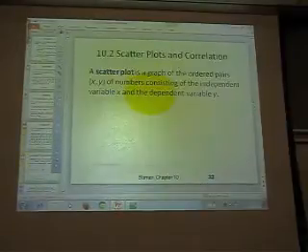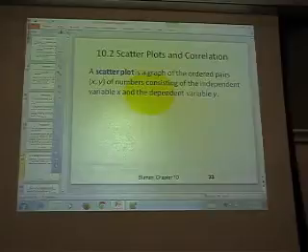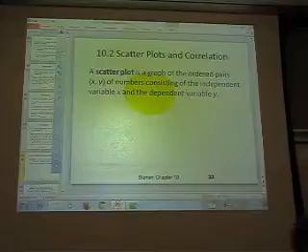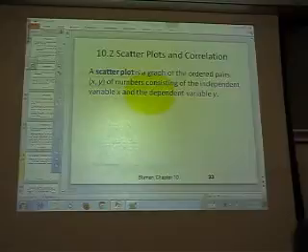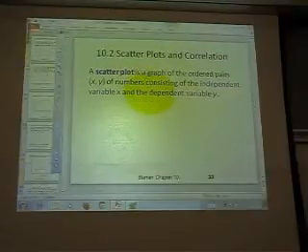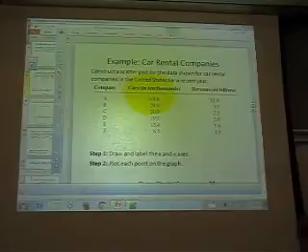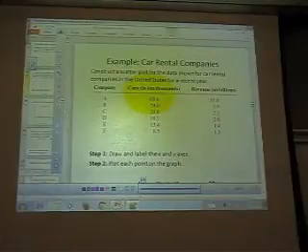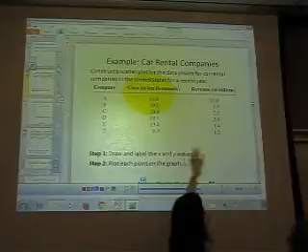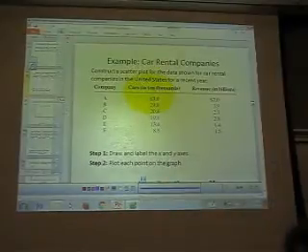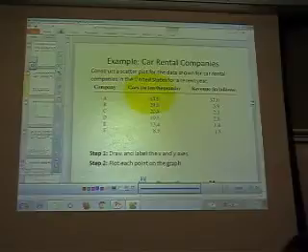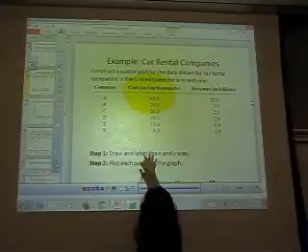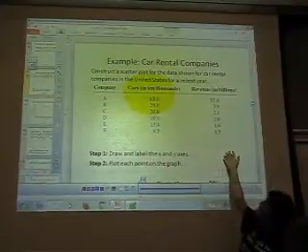Great. Nirvana? Read. A scatter plot is a graph of the ordered pairs x and y of numbers consisting of the independent variable x and the dependent variable y. Great. So here's an example. So here is some data, right? Cars for a car company and the revenue. Which one do you think you can control more? The cars you have or the revenue you get? Cars. Cars you have. So this is our X value. Everybody follow that? And then our Y is the revenue.